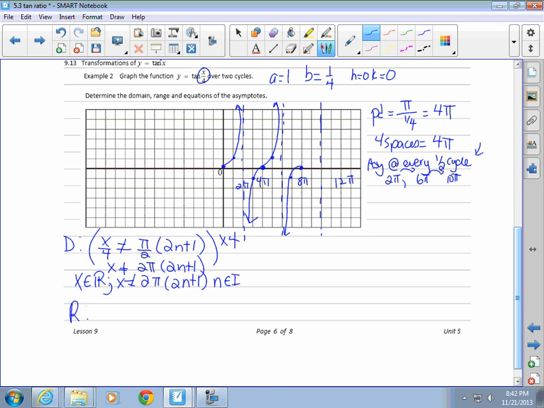Range, everything. Equation of the asymptotes. Drop off that equal sign because it actually happened at every odd 2 pi, and you're done.